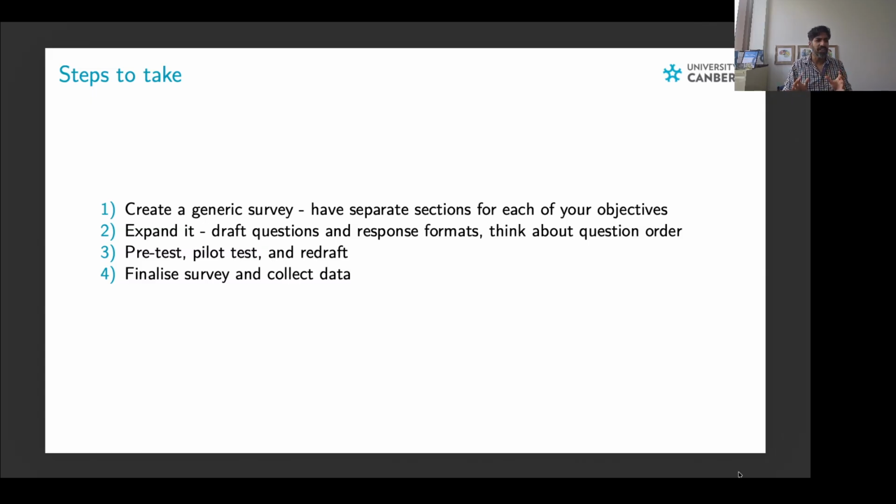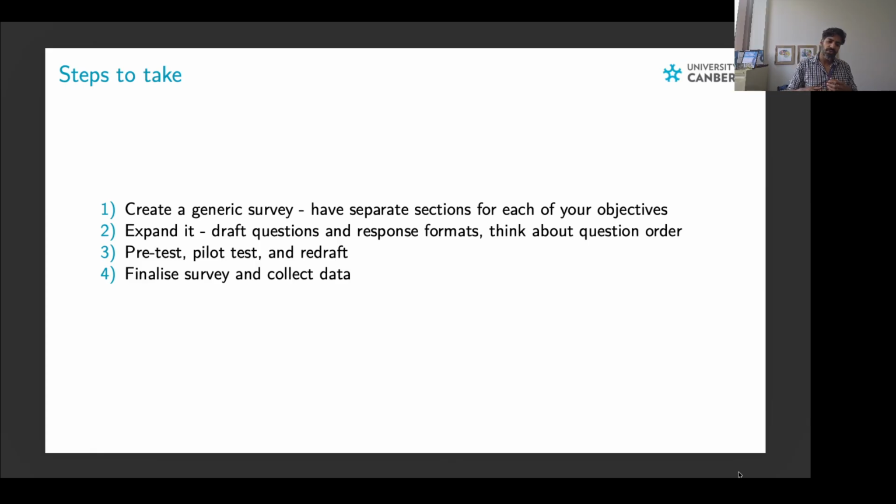So what are the steps to take? Well, when you want to create a generic survey, you have separate sections for each of your objectives. So you may say, I want to measure personality, and you have a section about personality. You want to measure procrastination, you have a section about procrastination. And then you expand it where you're starting to draft questions and response formats under each of those sections. And think about the question order.